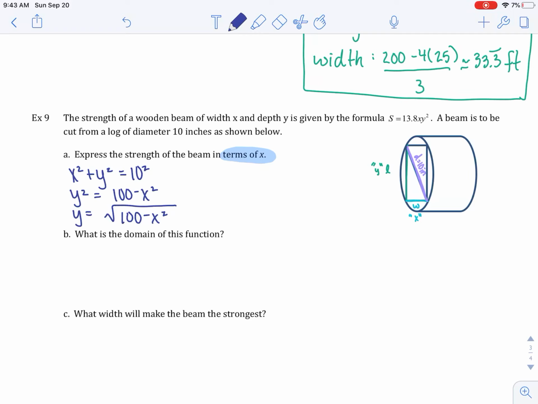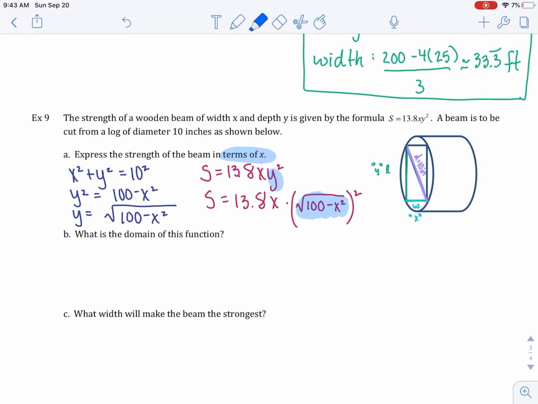Okay, so now what do we do? We were given an equation. The given equation was the S equation. S equals 13.8 x y squared. That's the strength equation. But I said in terms of x. So let's take away the y and plug in what we just solved. So square root of 100 minus x squared. So I just manipulated it, took away the y, plugged in the new y in terms of x.